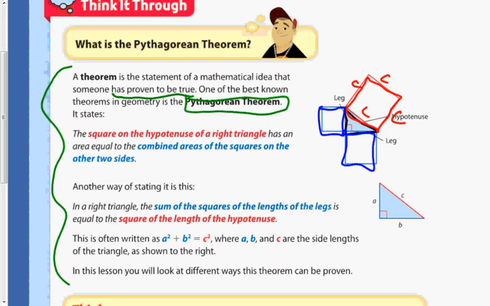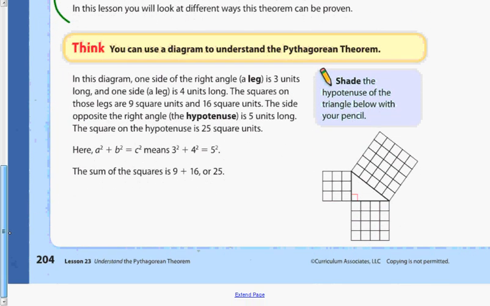Another way of stating it below here is the sum of the squares of the lengths of the legs, the two smaller sides, is equal to the square of the length of the hypotenuse, which is the longest side. And it's often written as a squared plus b squared equals c squared. And usually the a, b, and c go from smallest to largest for side lengths. So the a and b are the smaller ones, the c is the largest, and that's called the hypotenuse. So we're going to explore a couple different ways to prove that that's true in this lesson. And I want to give you a brief overview here on page 204 and 205.